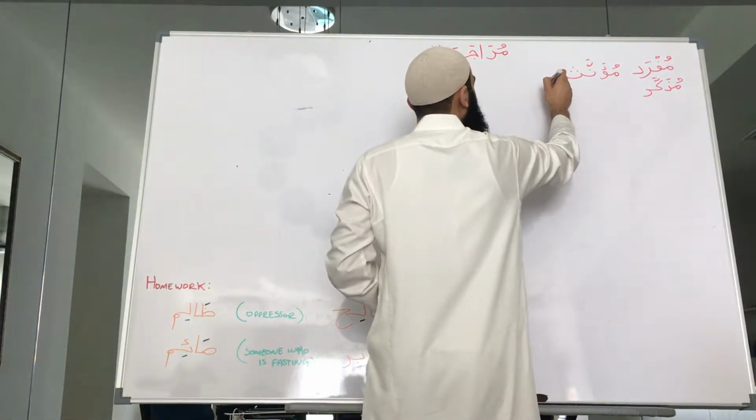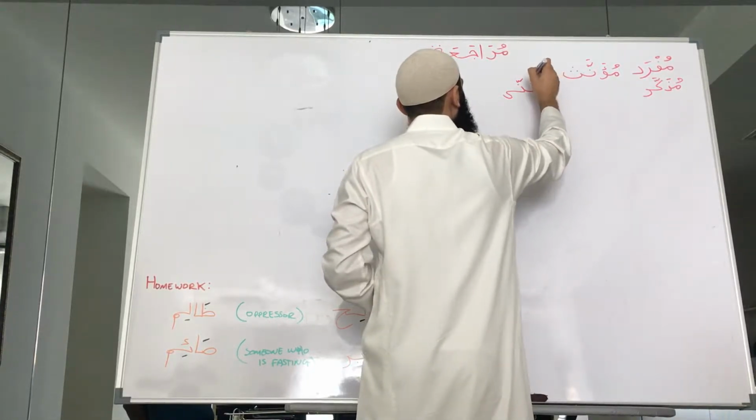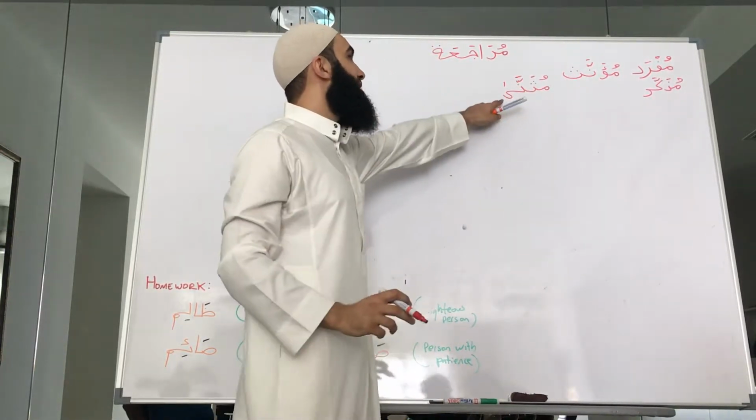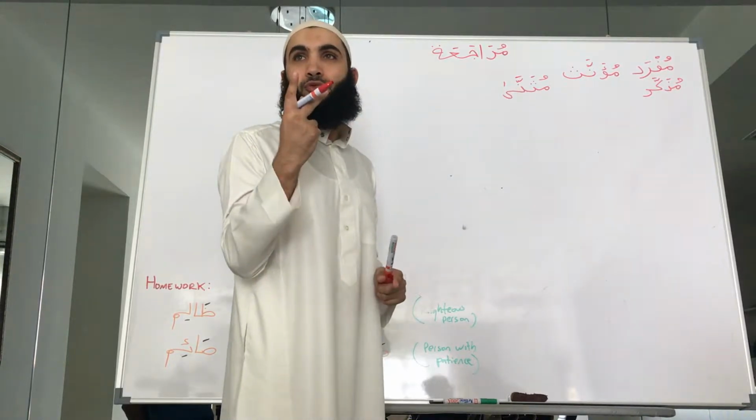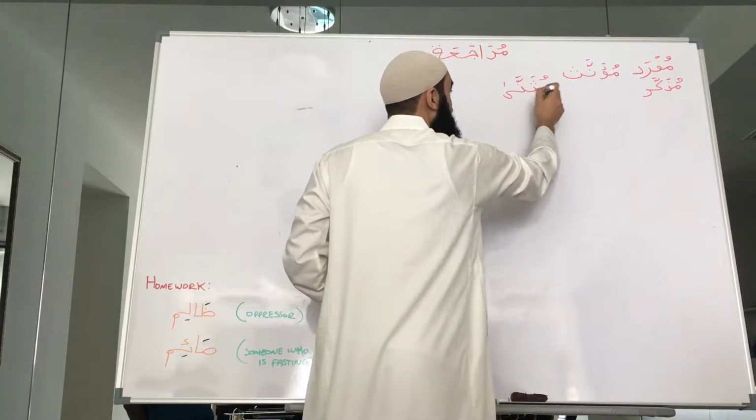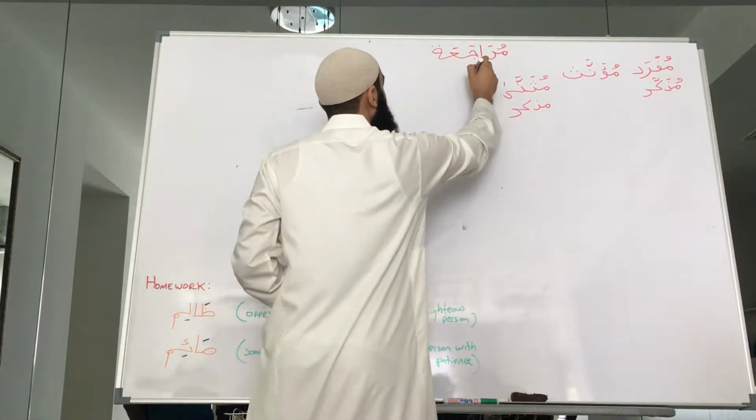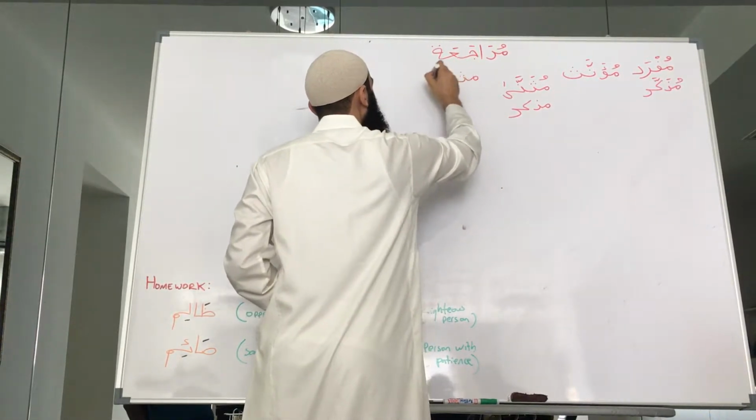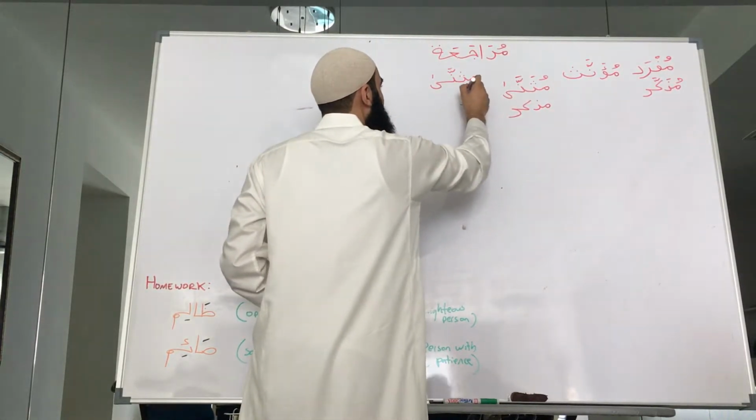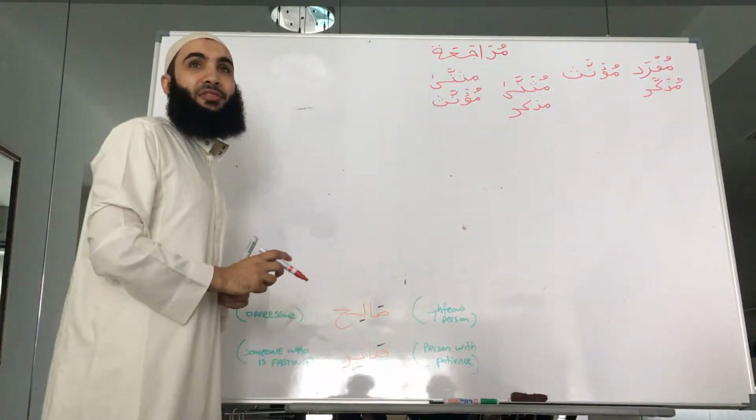And we have muthanna. Muthanna means dual, two. Then we have muthanna mudhakkar, so we have dual in male form, and then we have muthanna in female form. What's that called? Mu'annath.